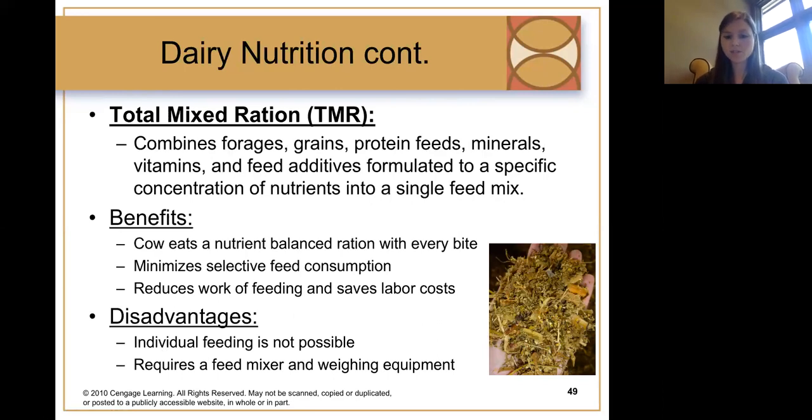However, there are disadvantages. Individual feeding is not possible if you're feeding all of them a TMR and you have a cow that maybe needs a little bit more concentrates or different nutrients. You can't really do that if you're feeding everybody a TMR. You have to figure that out. It also requires a feed mixer and weighing equipment because you have to mix everything together.